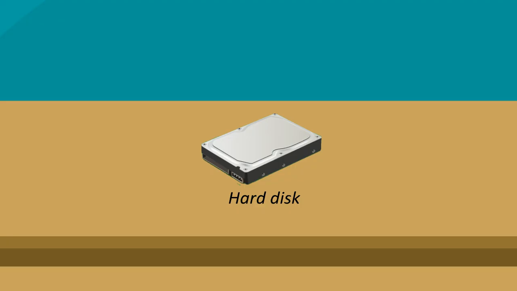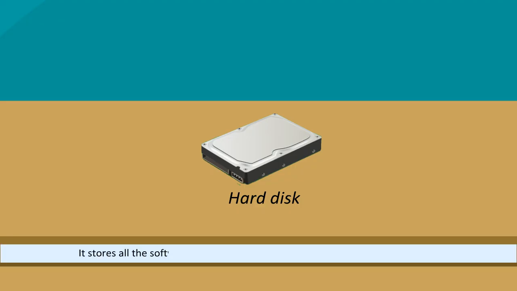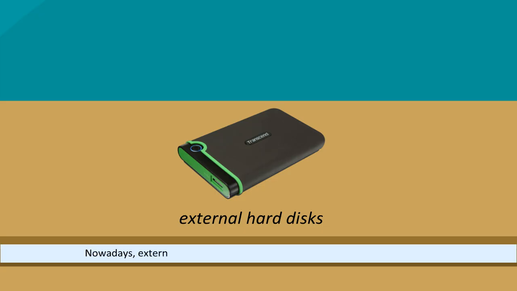Hard disk. It stores all the software, data, and information. It is fixed inside the CPU box. It has the largest storage capacity. Nowadays, external hard disks are also available in the market that can be used to save data and information and carried along.